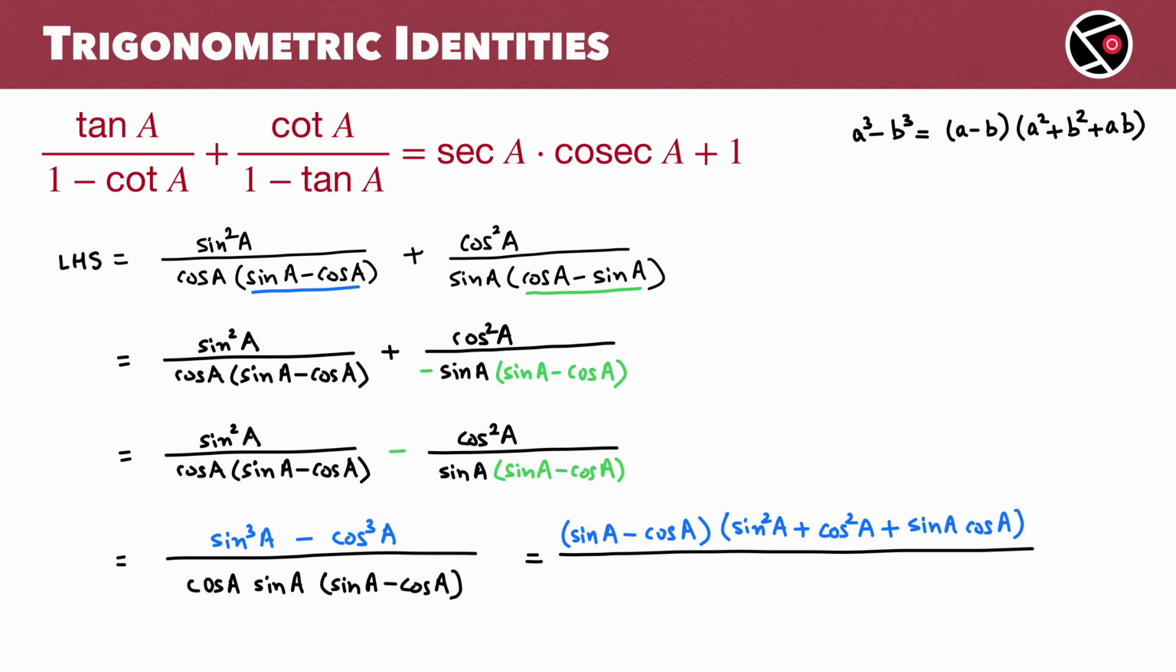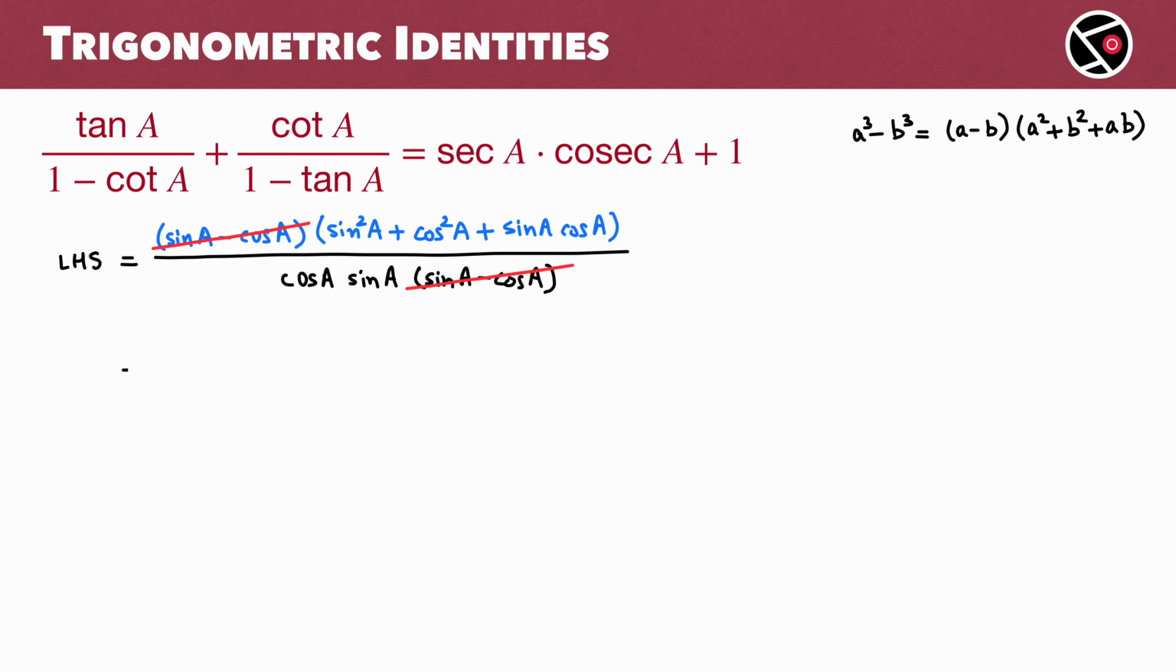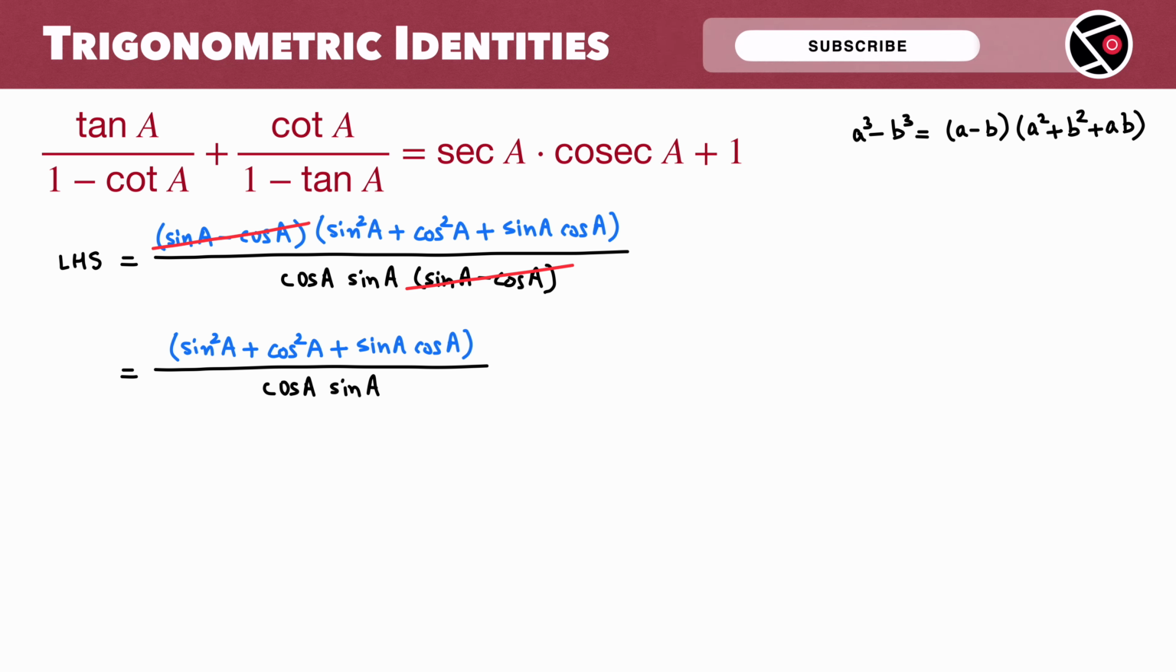And our denominator is cos A sine A times sine A minus cos A. Sine A minus cos A is common to numerator and denominator. We cancel it out and we get sine square A plus cos square A plus sine A cos A over cos A sine A. We have sine square A plus cos square A equal to 1. Why? Because of this fundamental identity.